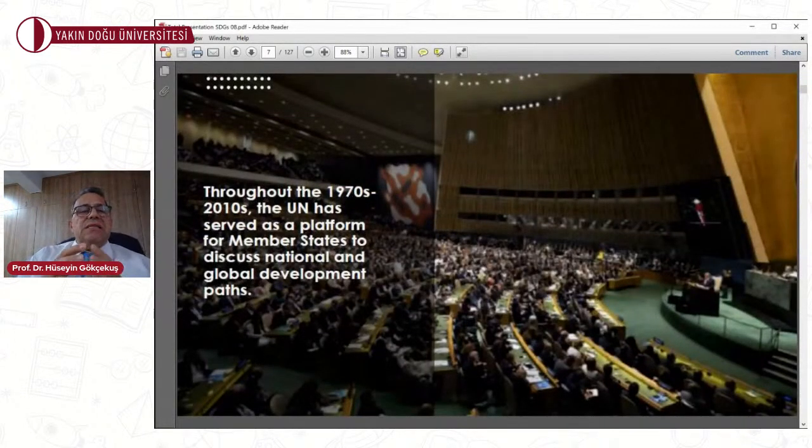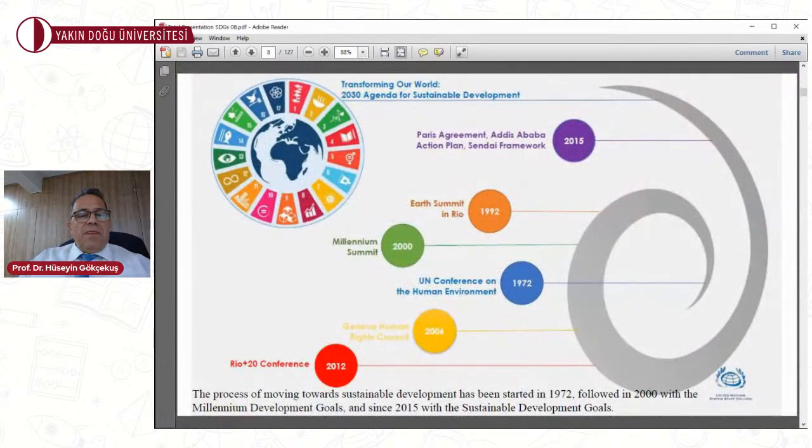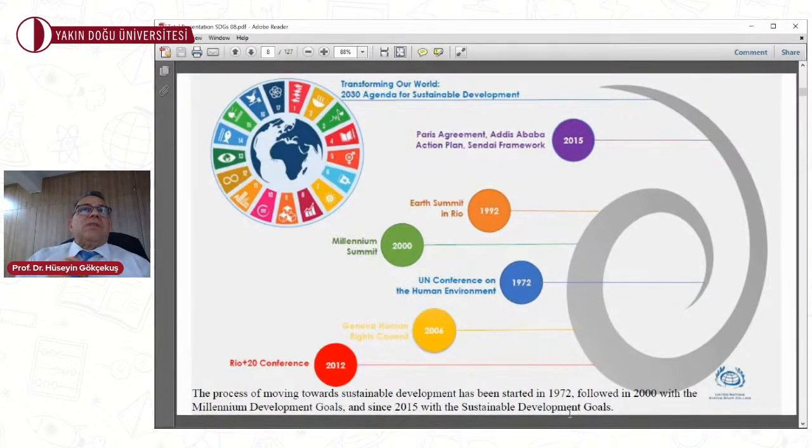Throughout the 1970s up to 2010s, the United Nations has served as a platform for member states to discuss national and global development paths. The process of moving towards sustainable development started in 1972, followed in 2000 with the Millennium Development Goals, and since 2015 with the Sustainable Development Goals.